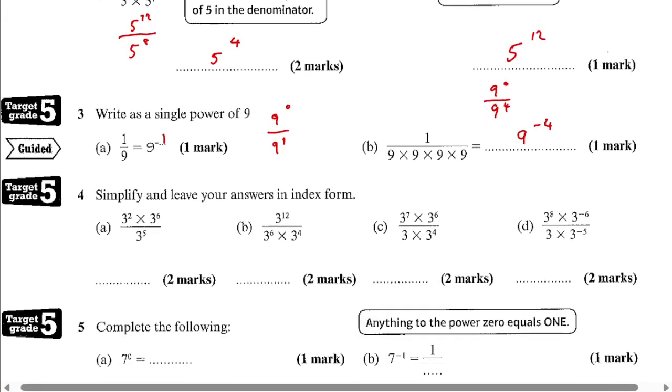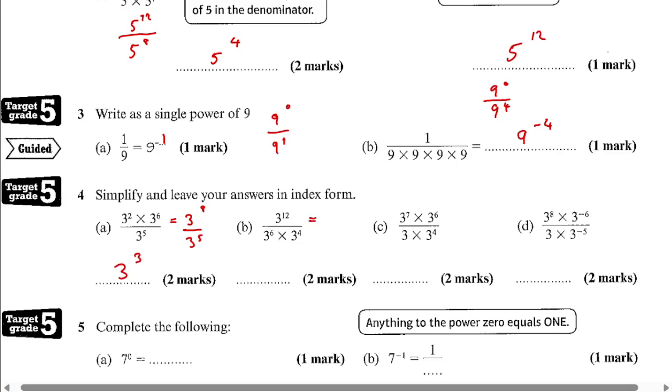Okay, simplify and leave your answer in index form, so I'm going to simplify next to this first of all. So 3 to the power 2 times by 3 to the power 6 is going to be 3 to the power 2 plus 6 is 8. And then when I do that divided by 3 to the power 5, I subtract 8 minus 5 is 3. So that's 3 to the power 3.